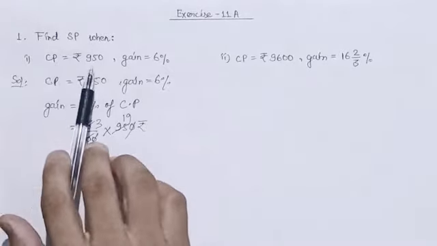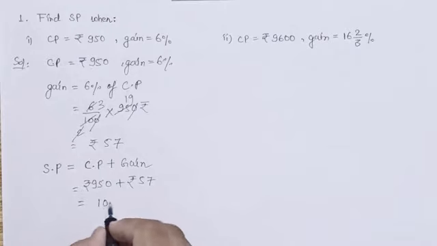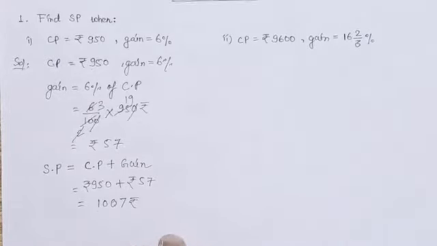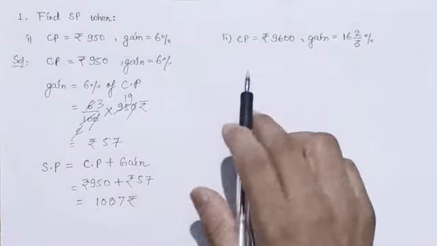So the cost price is rupees 950 plus gain is rupees 57. So let us add 950 plus 57, 1007. Yes, 1007 rupees. Now let us see the next part.